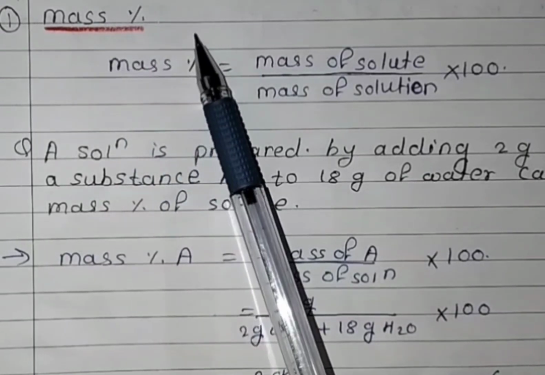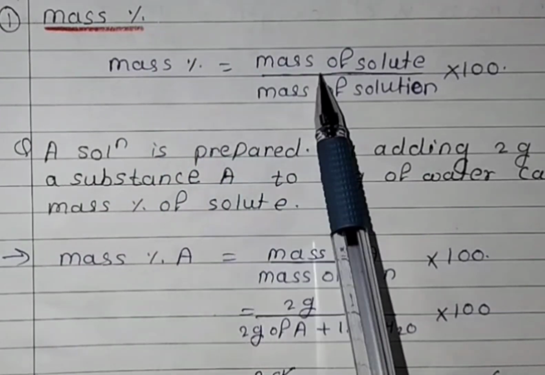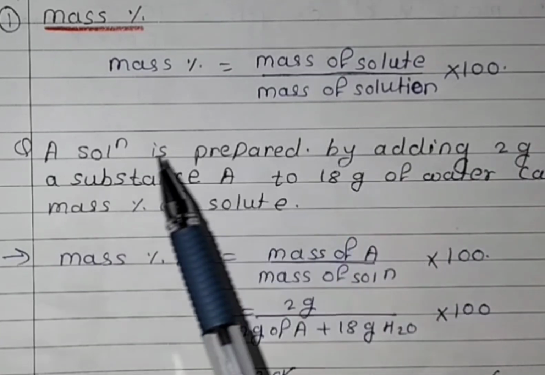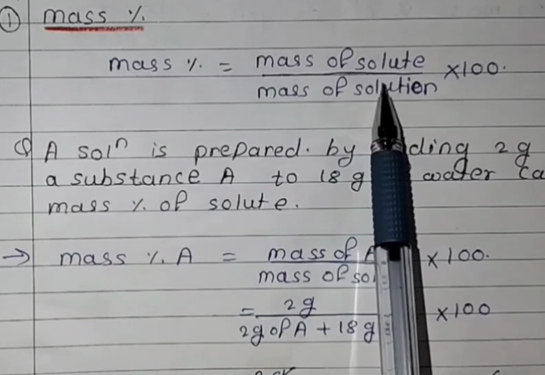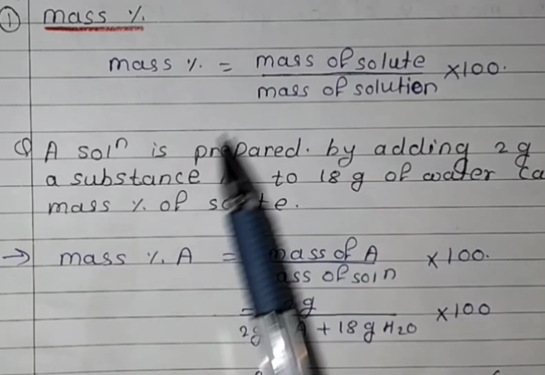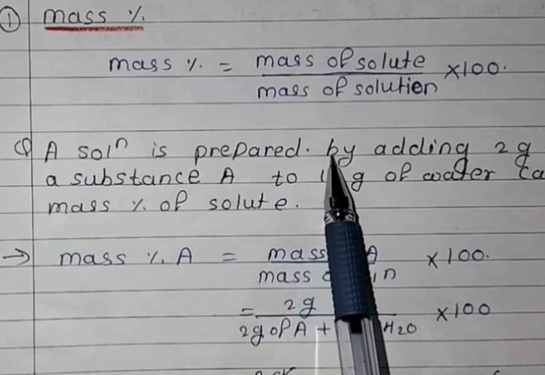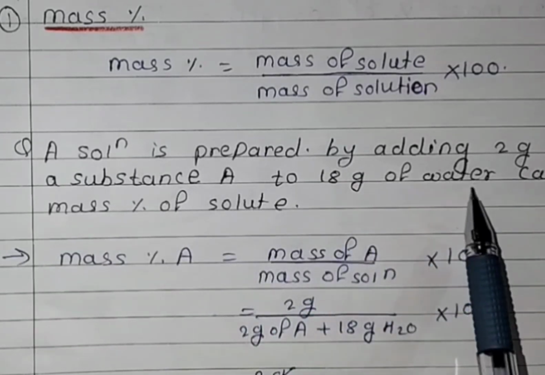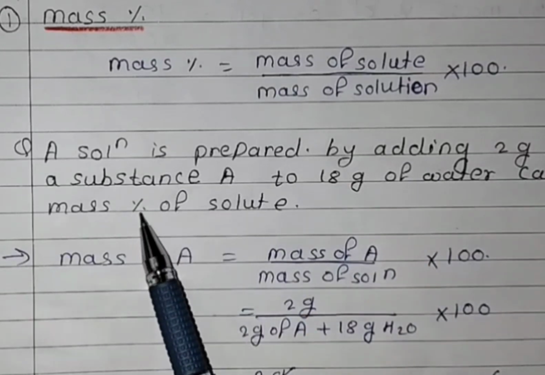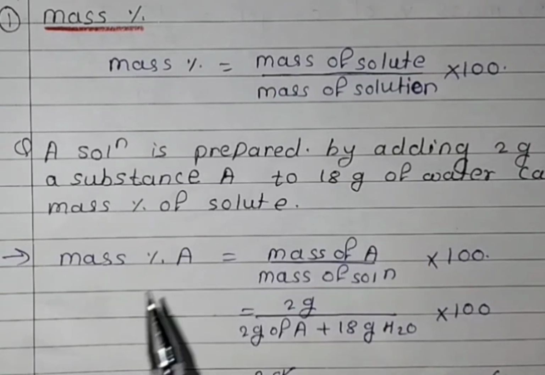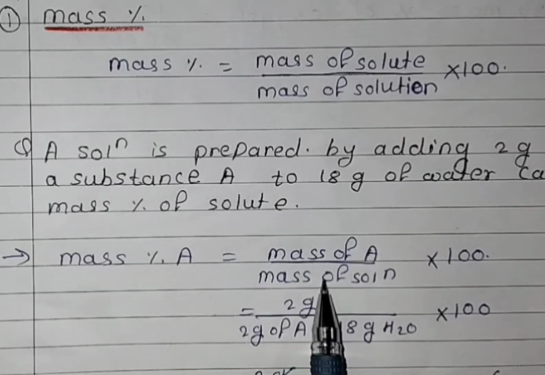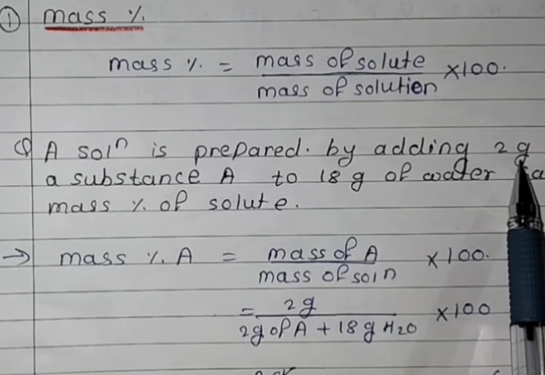First one is mass percentage. The mass percentage is equal to the mass of solute divided by the mass of solution and multiplied by 100. Solution means solute plus solvent. For example, a solution is prepared by adding 2 gram of substance A to 18 gram of water. Water is the solvent. Calculate the mass percentage of solute A. The mass of A divided by the mass of solution and multiplied by 100.